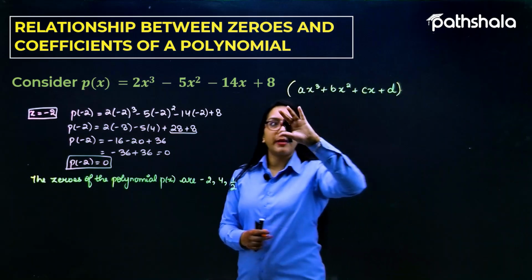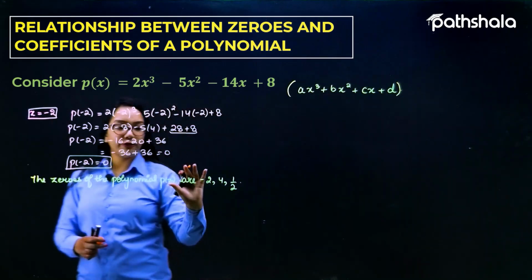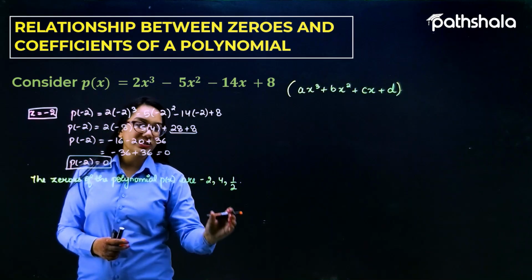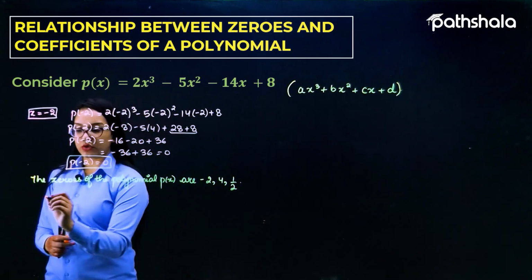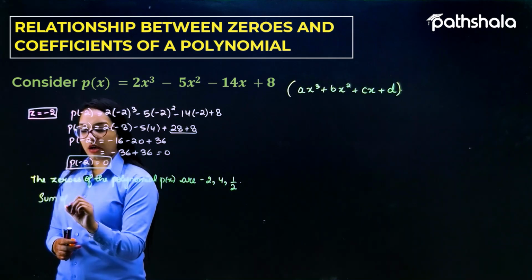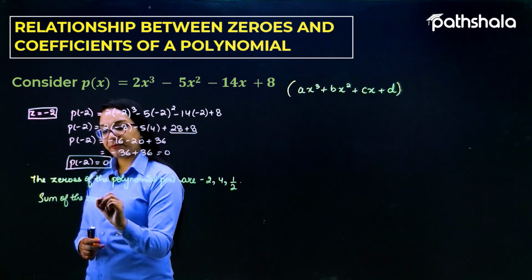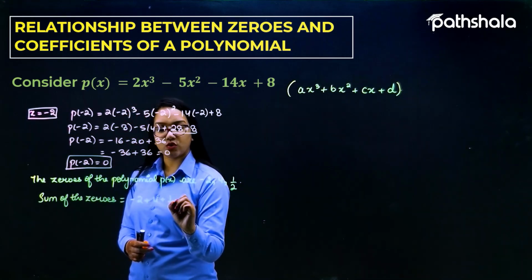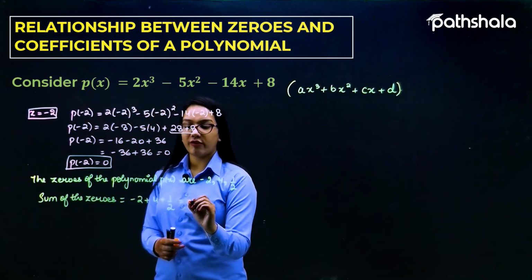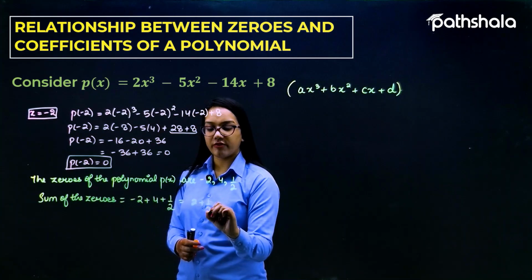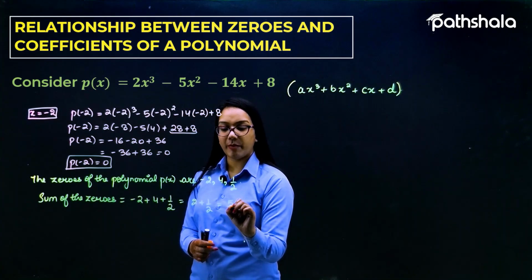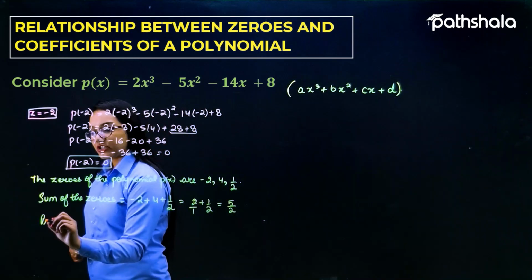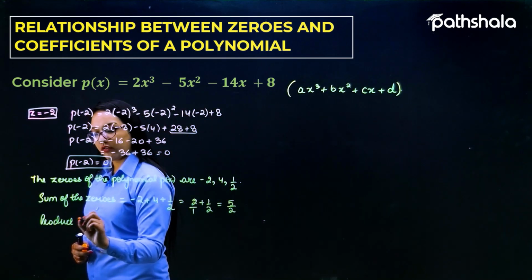Let us suppose I am expressing it as this, and further I am taking the sum of these three zeros and the product of these three zeros. The sum of the zeros is minus 2 plus 4 plus half. Minus 2 plus 4 is 2, plus half, which is equal to 5 by 2 when we take the LCM. Let's take the product of the zeros.